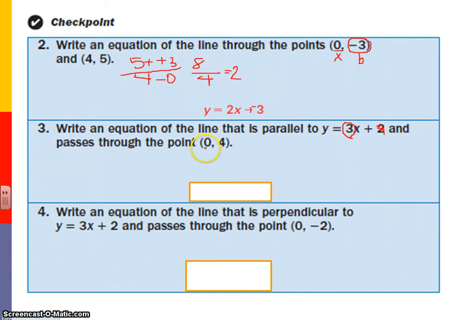And passes through, oh, there's your 0. X is 0, so there's your b. It's parallel, so I use the same slope. Y equals 3x plus 4.